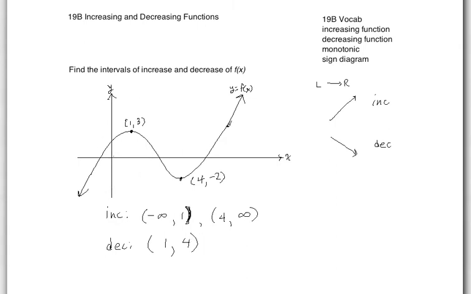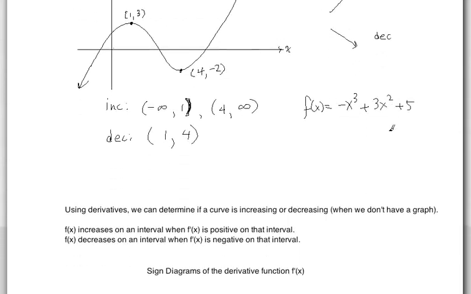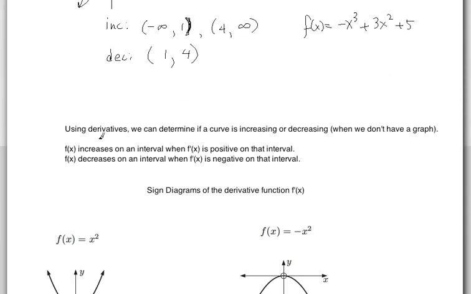Alright, so that's fairly straightforward. Now, what if I don't have a graph and I only have an equation? For instance, what if I had something like f of x equals minus x cubed plus 3x squared plus 5? Then how would I find the intervals of increase and decrease? That's what we're going to be talking about in this section, and we'll be able to do that using calculus. Okay, so here's the trick. When we're using derivatives, we can actually find if this curve is increasing or decreasing.